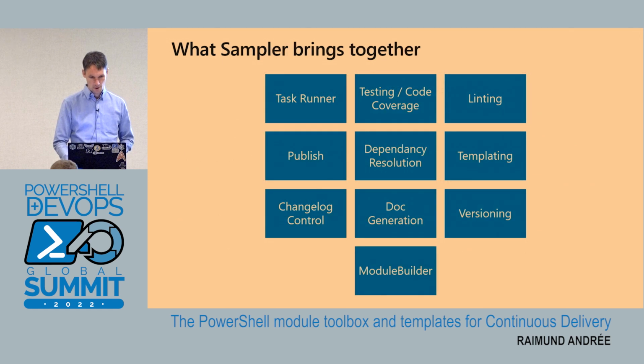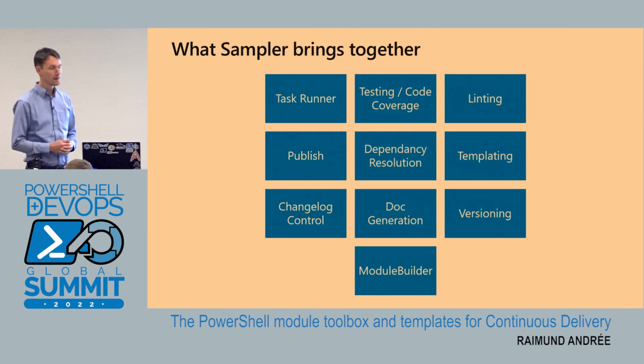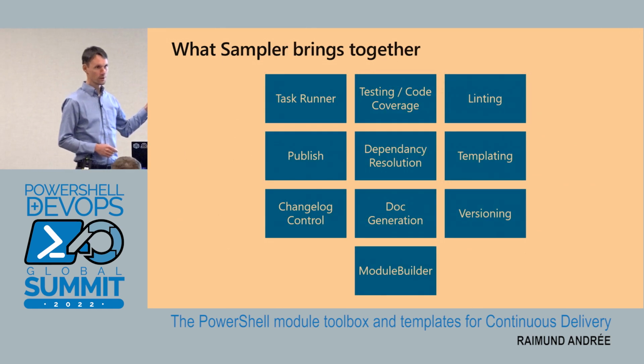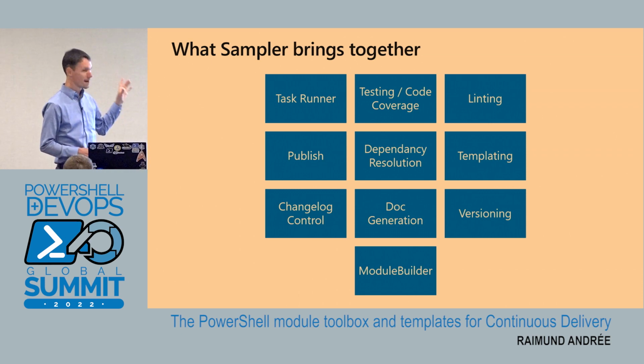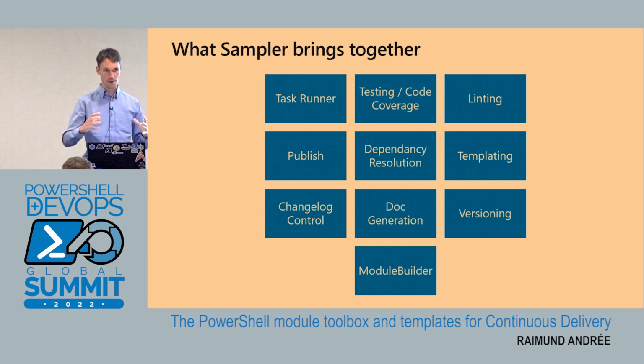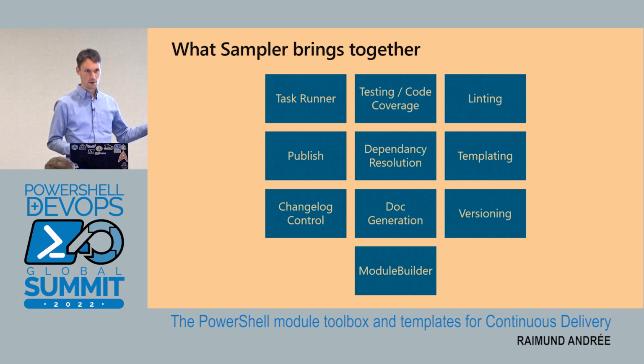Good. So, what does sampler bring together? I think many of you know tools that are, for example, task runners. We have Sake, we have Invoke-Build. There are a number of different other solutions. Testing and linting can be done by Pester. So the question was here, how do we bring all the stuff together in a way that you don't need to find out how all the individual technologies are working, right? So you just use sampler and you get this all for free because it's all already connected with the project that you're going to create, right?